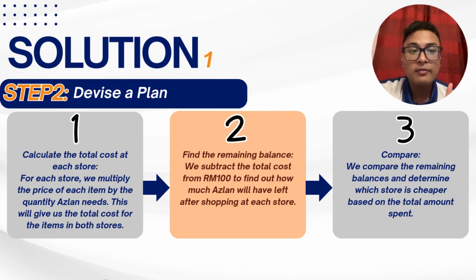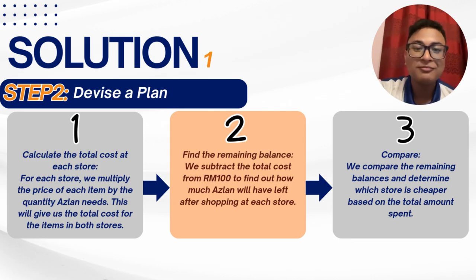The second step is to find the remaining balance. We subtract the total cost from the 100 ringgit that Azlan has to find out how much Azlan will have after shopping at each store. And next, for the third step, we compare the remaining balances and determine which store is cheaper based on the total amount spent.